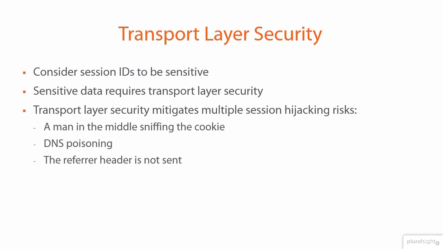It also stops things like DNS poisoning. So what if the attacker could actually change the resolution of host names to IP addresses such that your traffic went somewhere else? Without a valid certificate from the server, which of course is exactly what transport layer security does, the connection gets dropped.